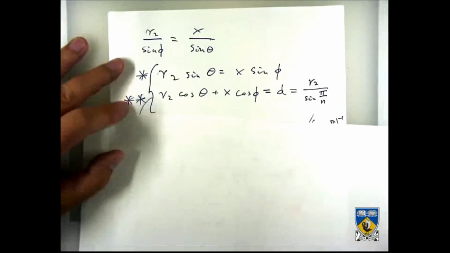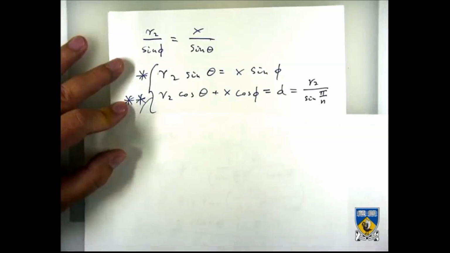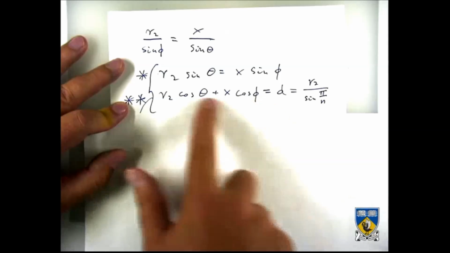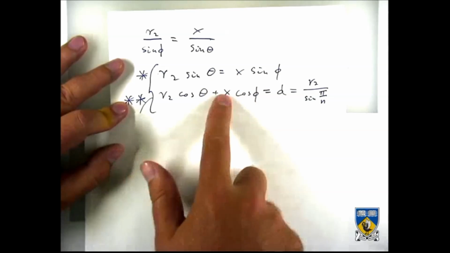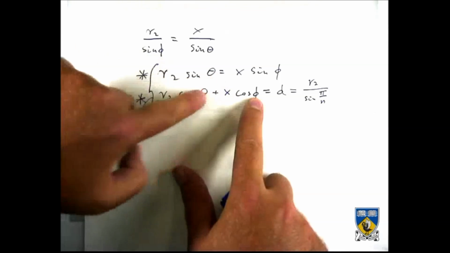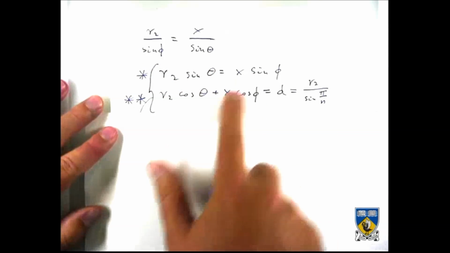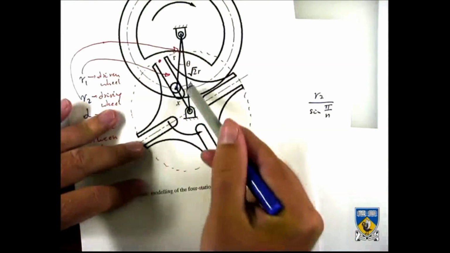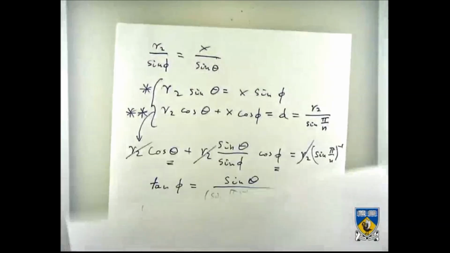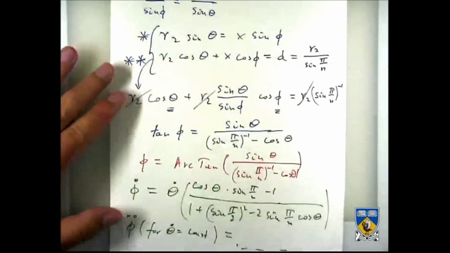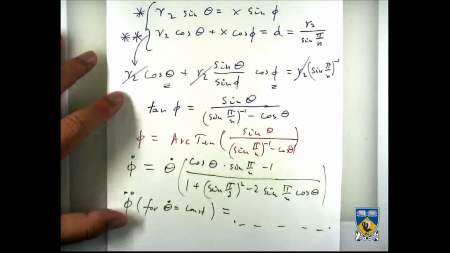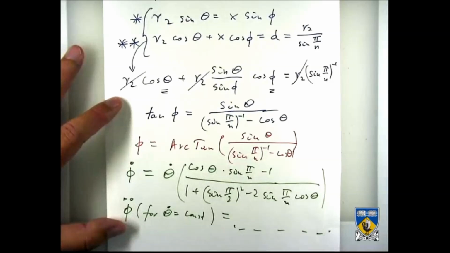Okay? So now we have two equations with two unknowns, x and phi, because theta is the input. So theta we assume is known. And x and phi are unknown. So x is this one, and phi is this one. So we have to solve it.